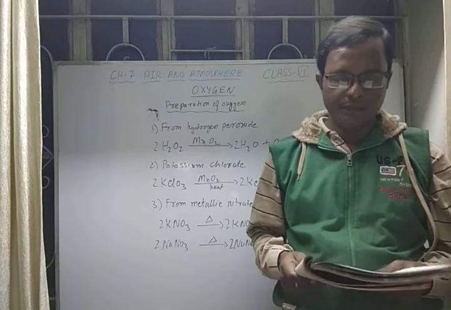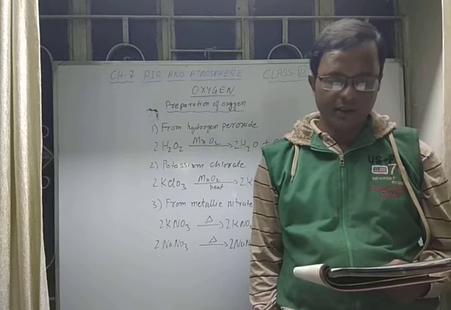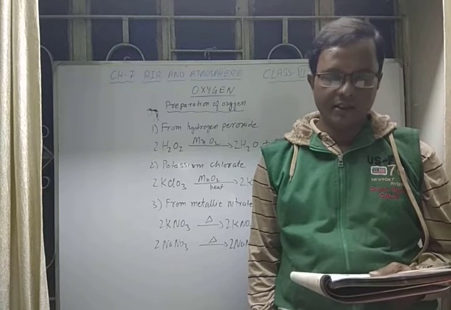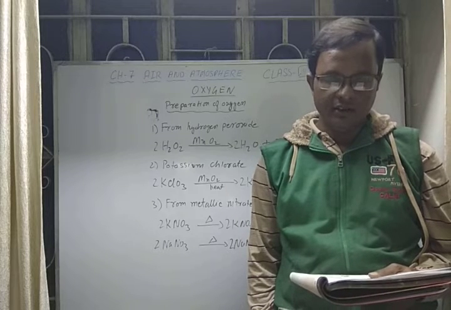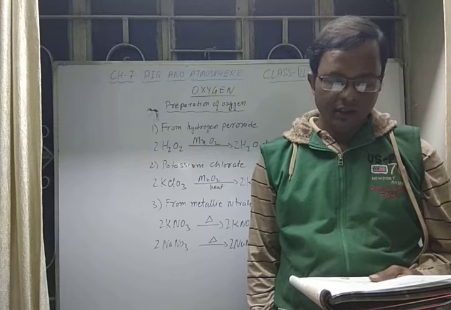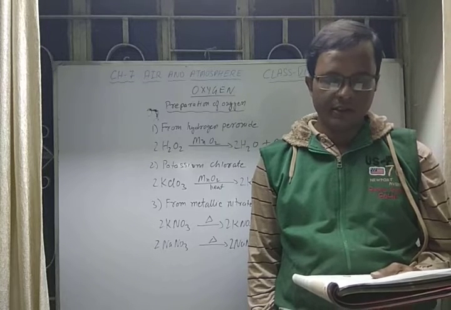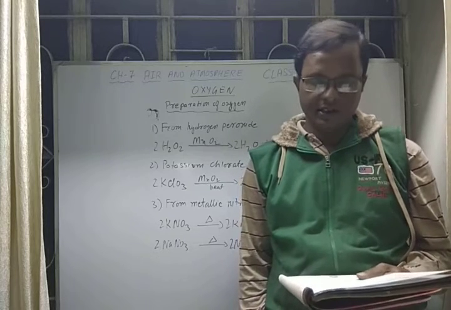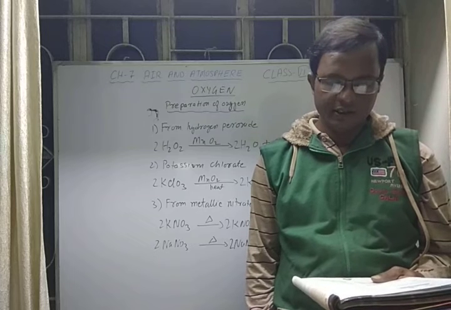Next is the properties of oxygen, the physical properties. Oxygen is a colorless, tasteless and odorless gas. It is slightly heavier than air, and it is more soluble in water than nitrogen. It is neutral to the litmus paper, neither acidic nor basic. It liquefies at minus 183 degrees Celsius and solidifies at minus 218 degrees Celsius.